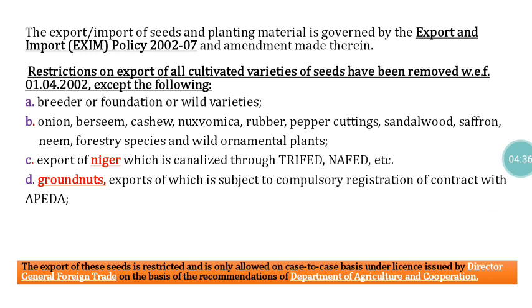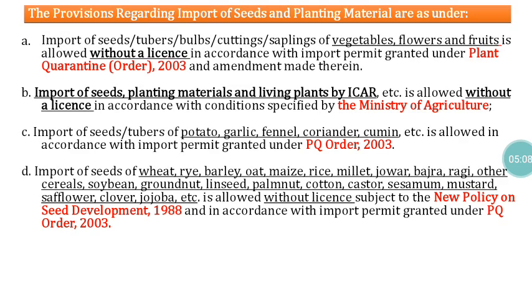Even though export of all these materials is under restrictions, the Director General of Foreign Trade can permit case by case, based on the recommendation received from the Department of Agriculture and Cooperation. The Director General of Foreign Trade and the Department of Agriculture and Cooperation play a major role with reference to export of seed and planting material to other countries, as well as import of material from other countries to our country. These are all the provisions regarding export of seeds and planting material.